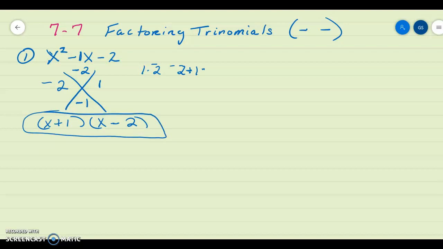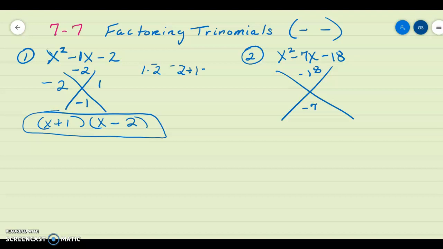Okay, number 2, it's x squared minus 7x minus 18. Okay, you make your box. Top number is 18. Bottom number is negative 7. We're just looking for factors of 18 for now.